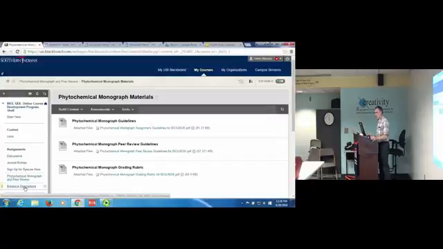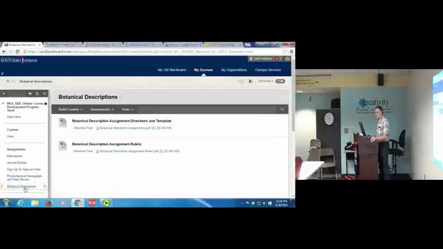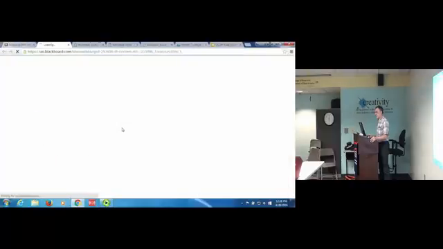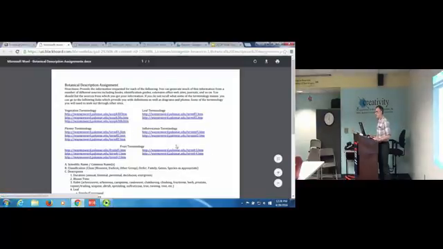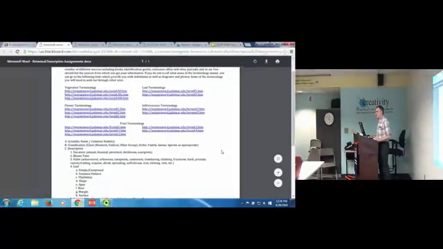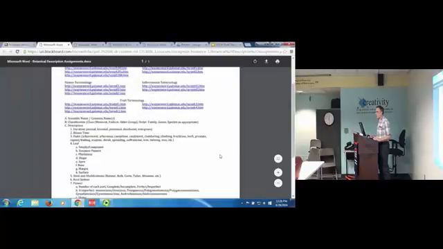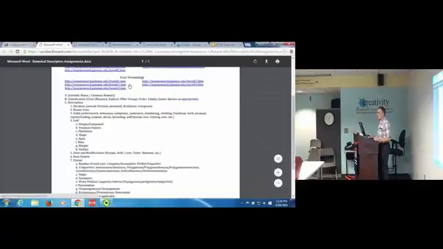monograph, one of the pieces in this monograph are these botanical descriptions. And in this particular description, so we've got basically some instructions. If they're curious about, well, what do we mean by certain of these terms, we've got all of these links, and these are actually really cool.